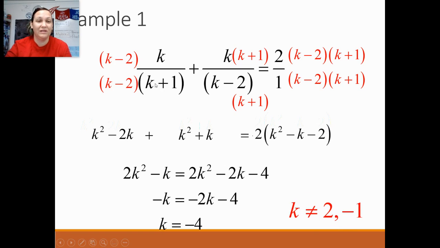I got those from the common denominator up here. And so we're in the clear. We're all good. K equals -4. That's not one of my restrictions. So we say that that is the final answer.